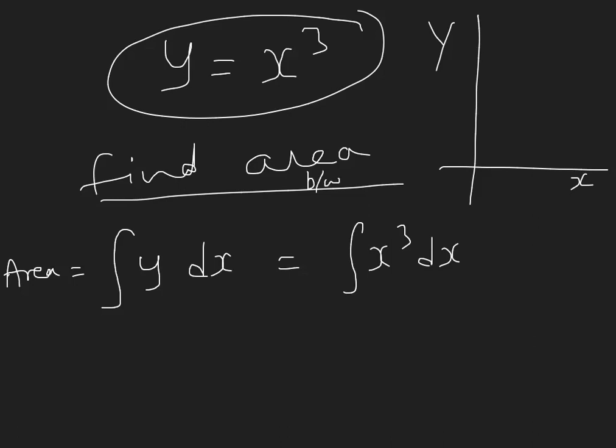between x equal to 1 to x equal to 2, or x equal to 0. Let me take, for convenience, x equal to 0 to x equal to 2. These are the limits they have given to find the area between x equal to 0 and x equal to 2. In the place of y, I substituted x cube, integral x cube dx. This is how we find the area.